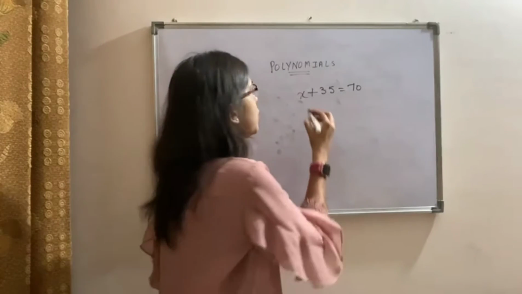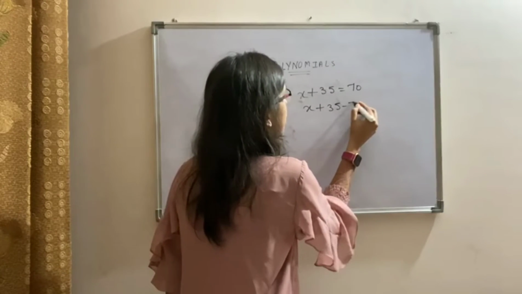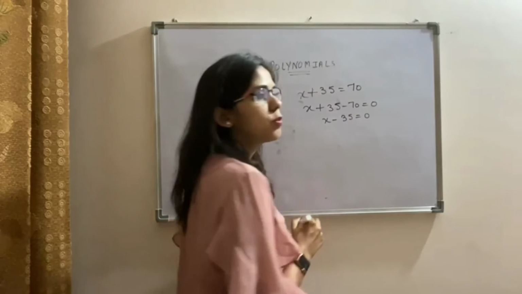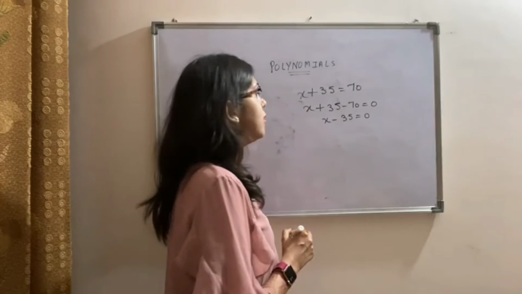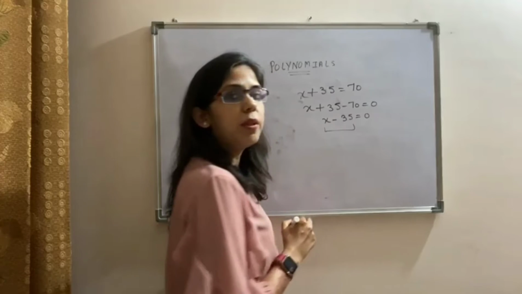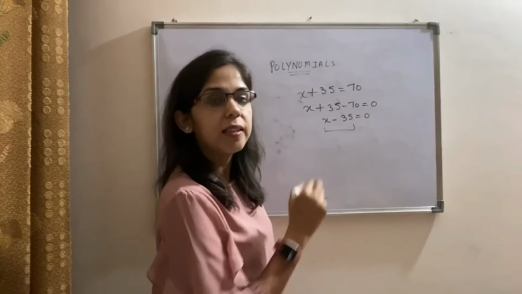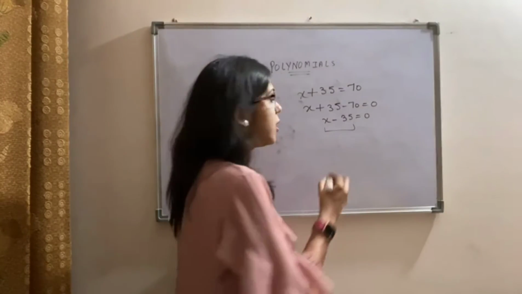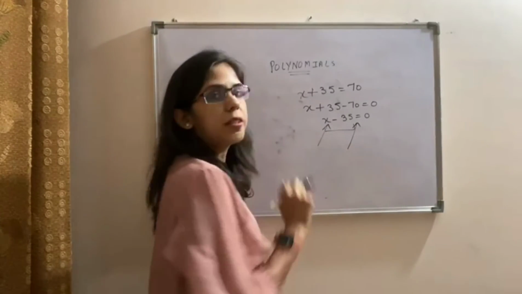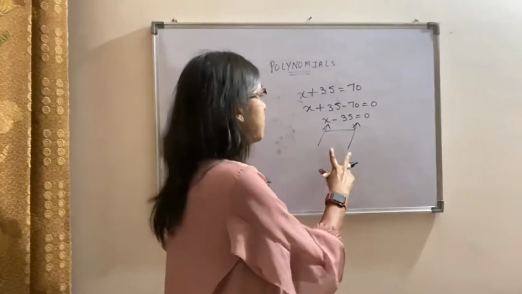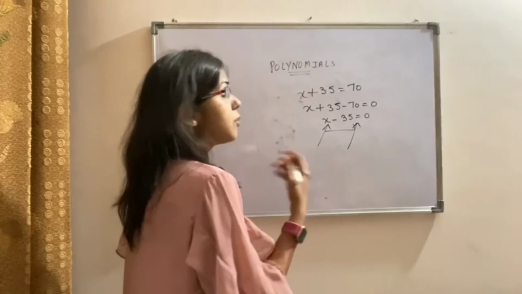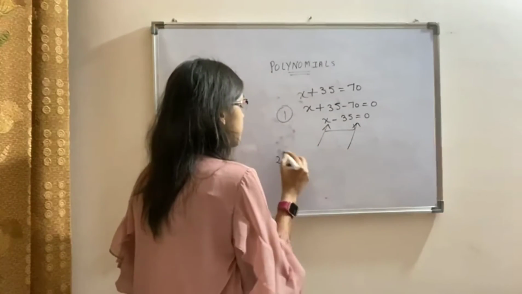And what would you say? If we subtract, 35 minus 70 equals 0. So you can say x minus 35 equals 0. Okay, now see. How many terms are there? Can you tell me how many terms are there in this polynomial? Then you will say, ma'am, first term and second term, right? So there are two terms in this mathematical statement, or you can say in this algebraic expression, that is in this polynomial.